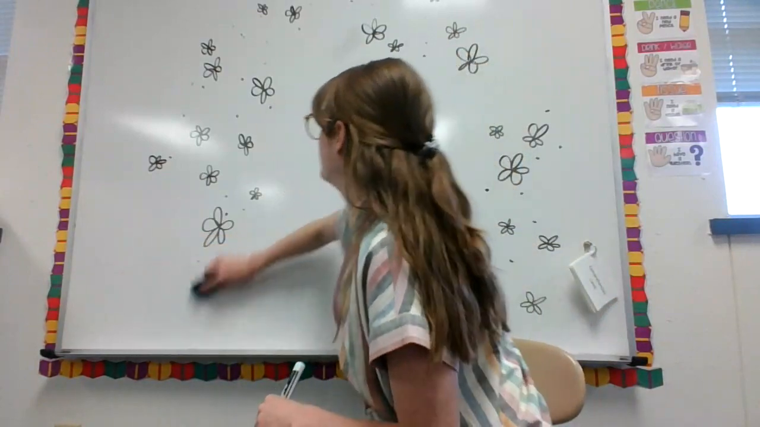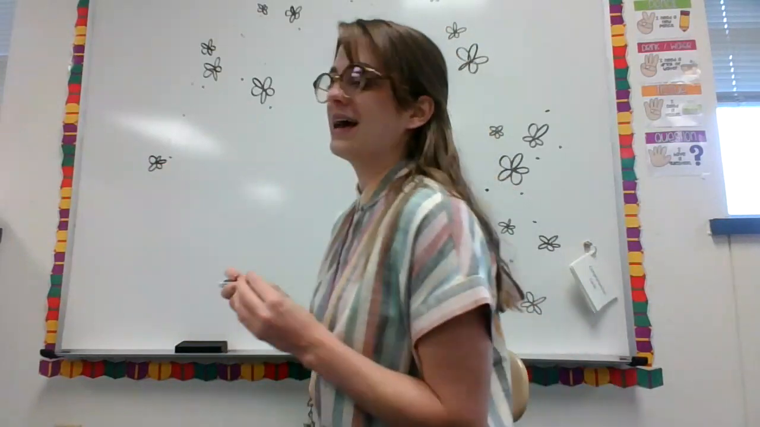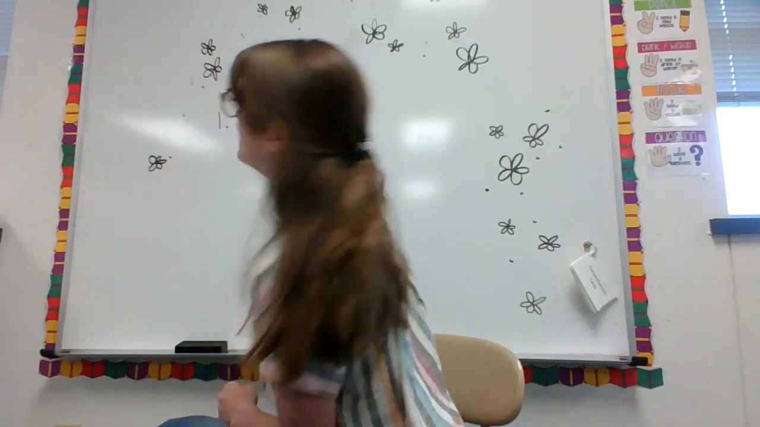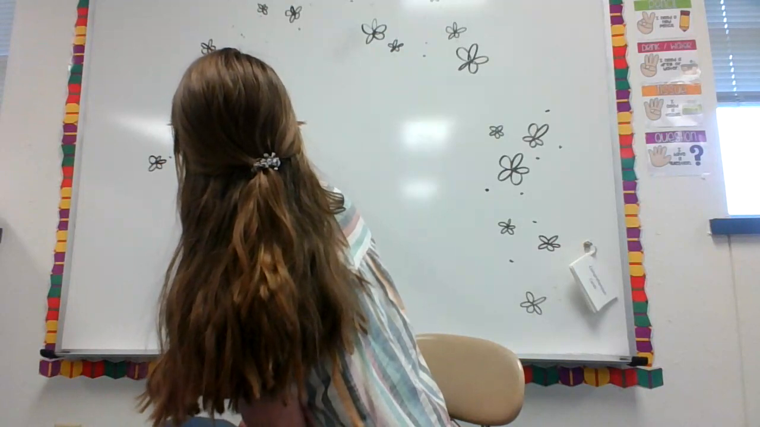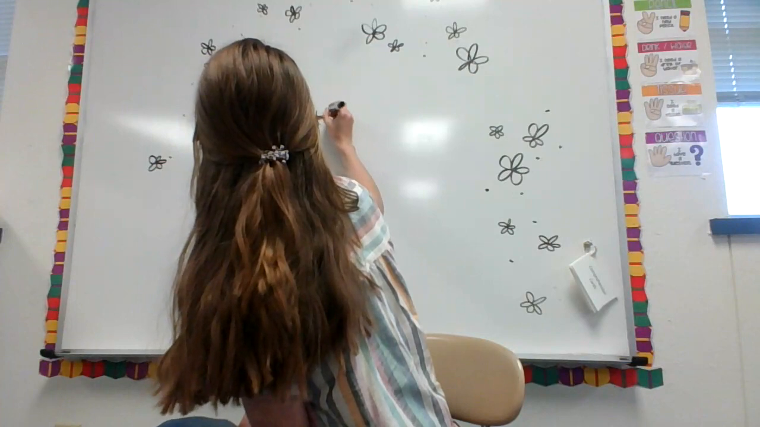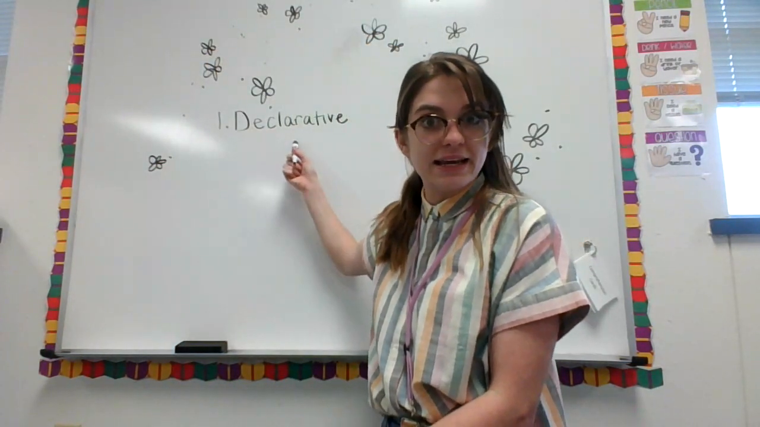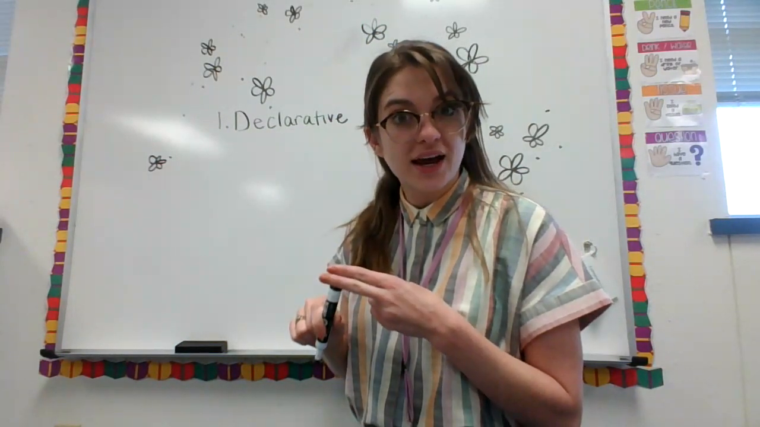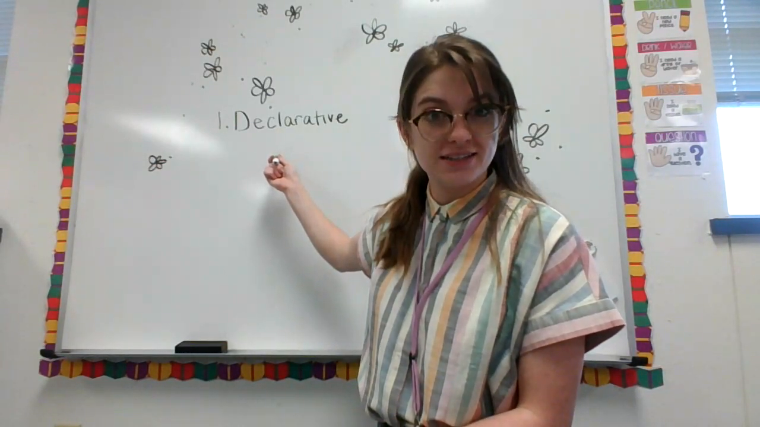So, our first type of sentence is a declarative sentence. Okay? So our first type is a declarative. And a declarative sentence just declares something. Maybe it's stating a fact or an opinion, okay? And all declarative sentences are going to end with a period, okay?